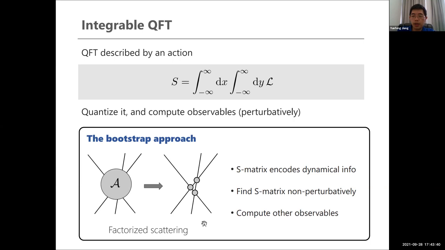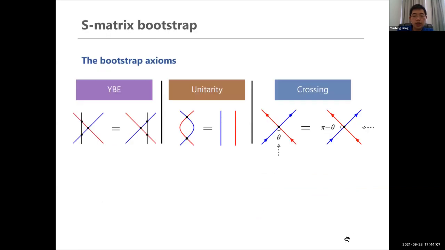And this description is particularly convenient for TTbar deformation, because in the past few years we learned that under the TTbar deformation, the S matrix is deformed in a very simple way by multiplying by some CDD factor. So this is very convenient to use and to study from this bootstrap approach. Now, how do we determine the 2 to 2 S matrix?